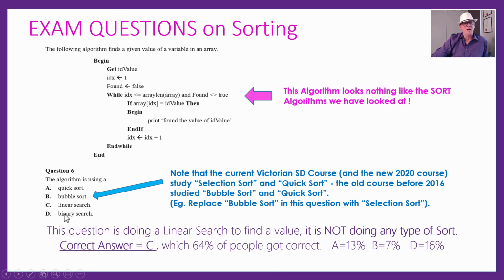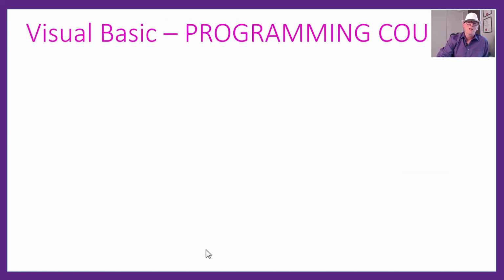And the answer is C, which 64% of people, two thirds more or less, got correct, okay? So just be aware of that. They love to mix up search and sort and try and confuse you on exams. Not because they're nasty, I suppose, it's just because they want to see whether you really know your work or not. Sort out the high scoring people from the other people.